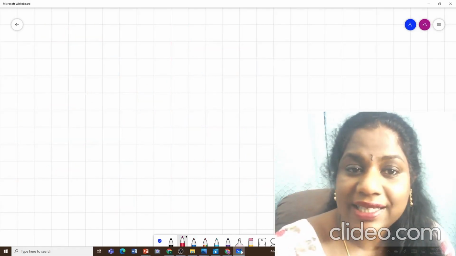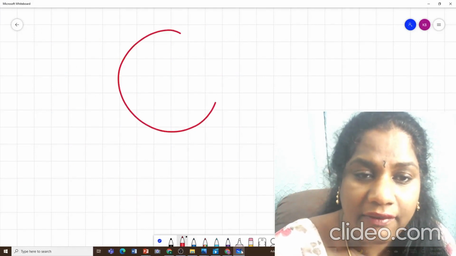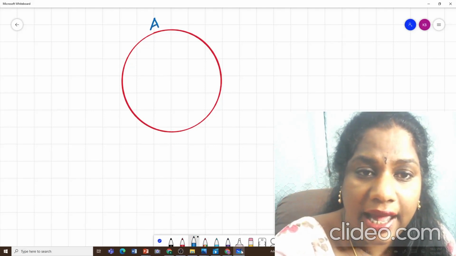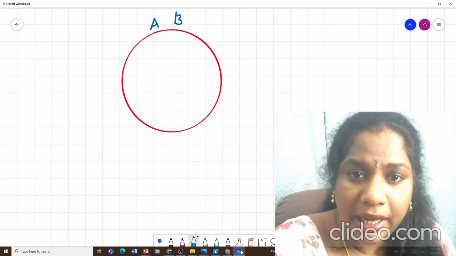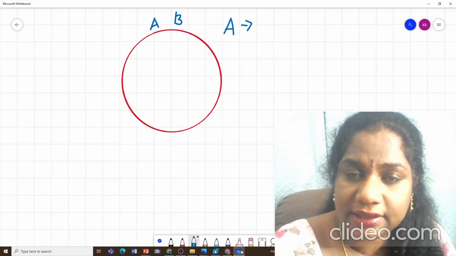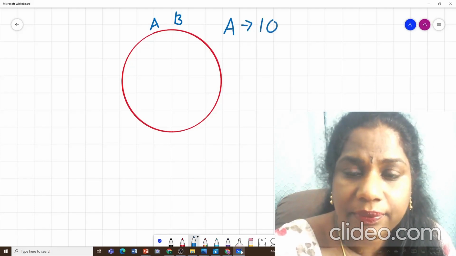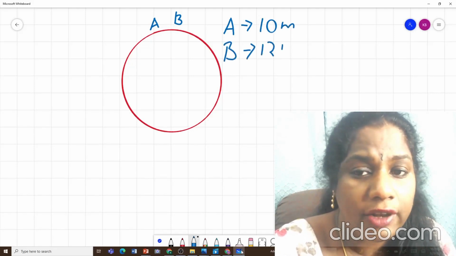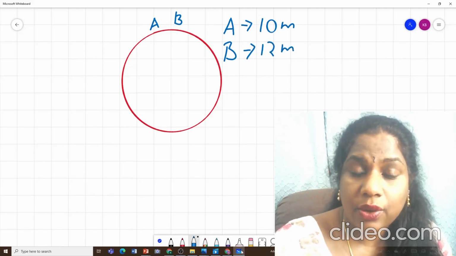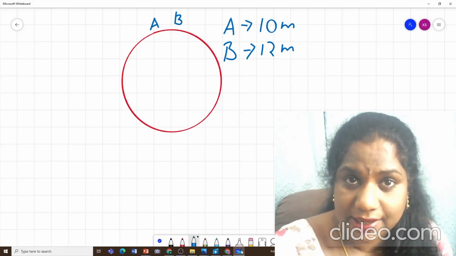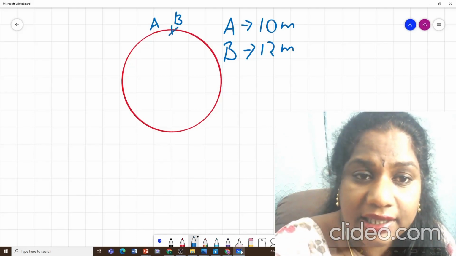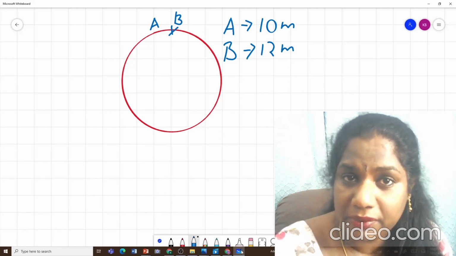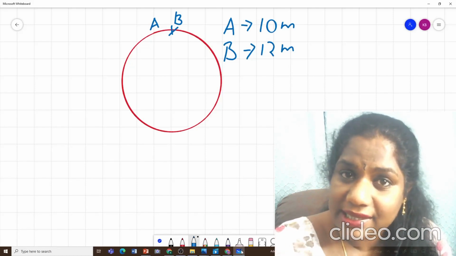Okay, let us understand one question. I have a circular park. In this park, I have two people, A and B. A covers the entire circle in 10 minutes and B covers the same circle in 12 minutes. After how many minutes will they meet at the starting point? That is the question. After how many more minutes are they going to meet at the starting point?